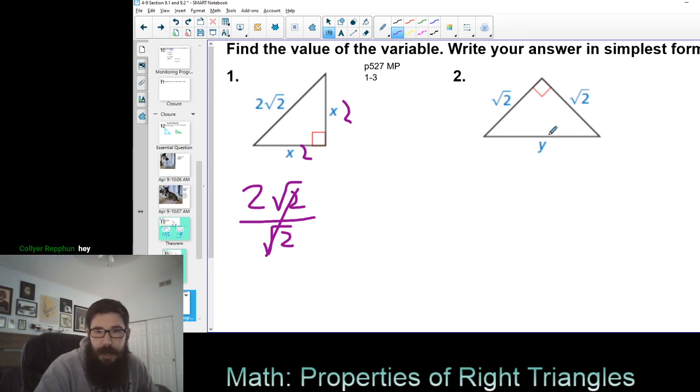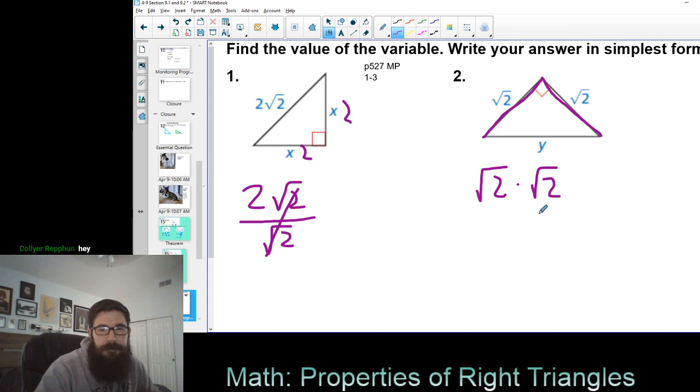Number 2, I also know this is a 45, 45, 90 because I can tell both legs are congruent. Both legs are listed as the square root of 2. To find the hypotenuse, I'm going to take the leg, square root of 2, and multiply by the number square root of 2.